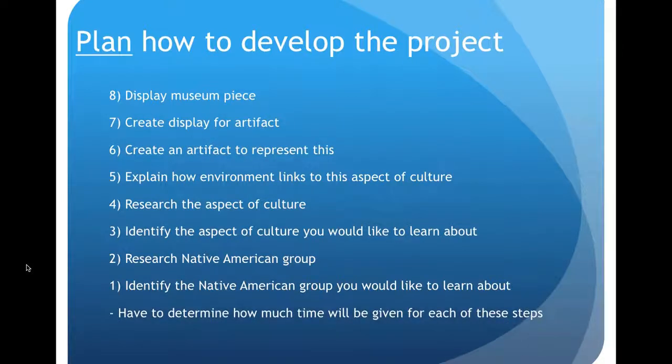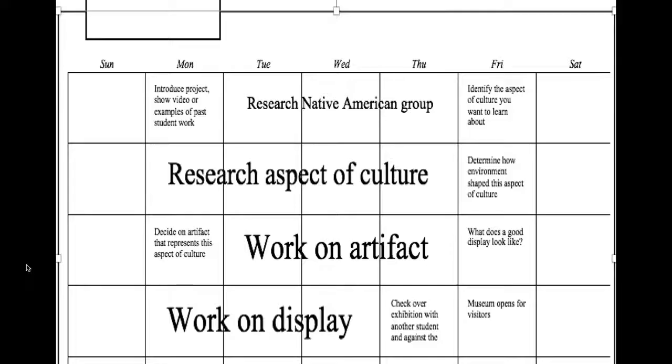And so, again, you have to determine how much time is going to be given to each of these steps. And so what this looks like is here. If I create a calendar, I started at the end where the museum opens for visitors, and then I work backwards. I know I'm going to work 4 weeks on this project. And the different aspects are kids are going to be researching a group, researching an aspect of culture, creating an artifact, and then creating a display for that particular artifact.